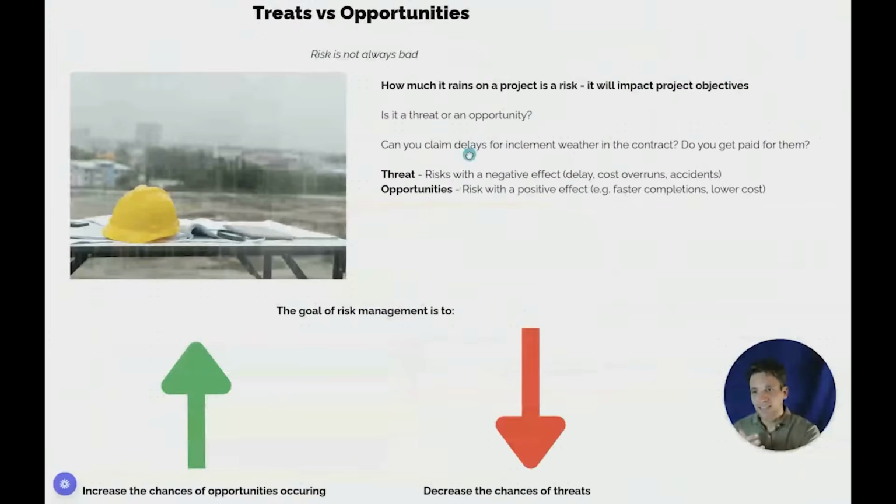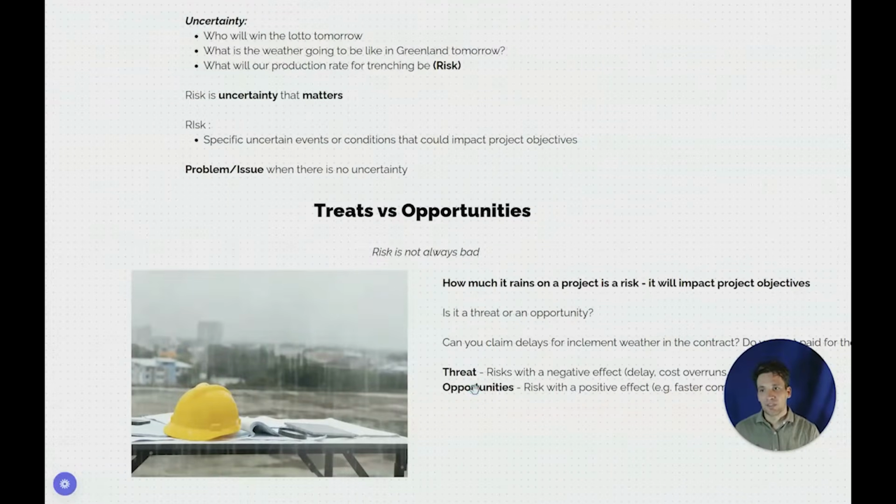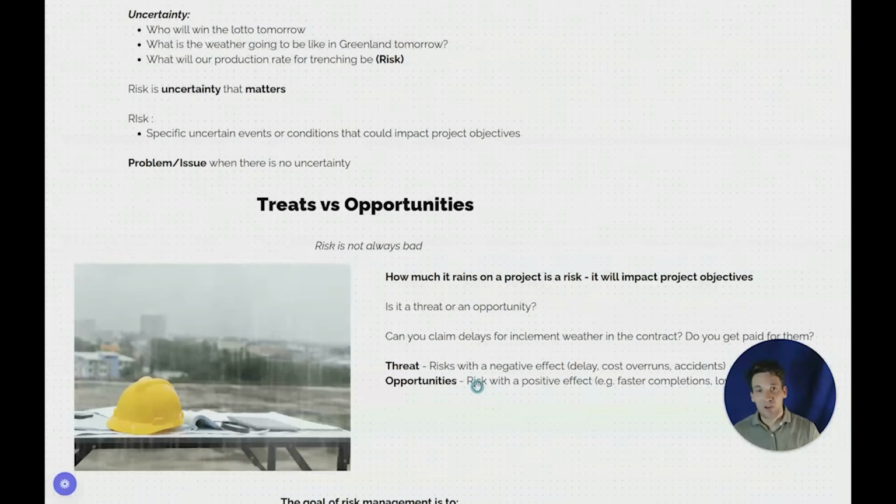Okay, so next up, we've got this idea of a threat versus an opportunity. It's important to understand that risks are not always bad. How much it is going to rain tomorrow is a risk. It's a source of uncertainty that matters and it will impact the project objectives, but it could be both a threat, meaning it has a negative impact on the objectives, or it could be an opportunity. If we have a contract signed where we're allowed to claim additional cost and time for any inclement weather, then it would be an opportunity, if we're going to get paid extra to deliver the same project scope because we're delayed by poor weather. If, however, we've got a fixed budget for inclement weather, and if we go over that, we have to wear the costs of that, then by definition, it's a threat because it's going to negatively impact our project objectives.